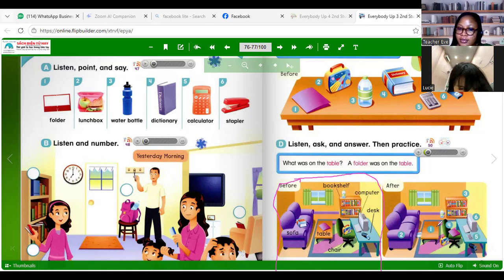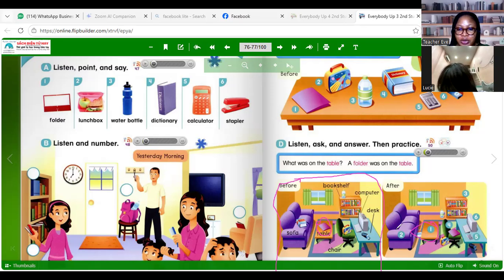Okay, okay. A folder was on the table. Look at this. A folder was on the table. Okay, good.